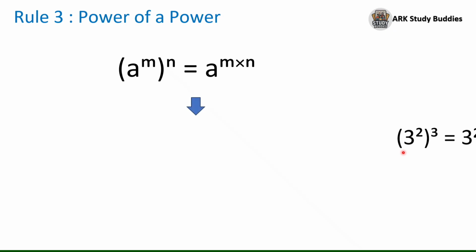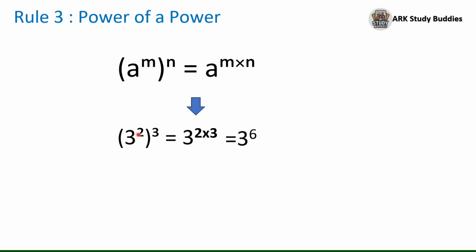Let's take one example. 3 to the power of 2, whole to the power of 3, that equals 3 to the power of 2 into 3, that equals 3 to the power of 6. So remember, when there is a power of a power, multiply the powers, m into n.